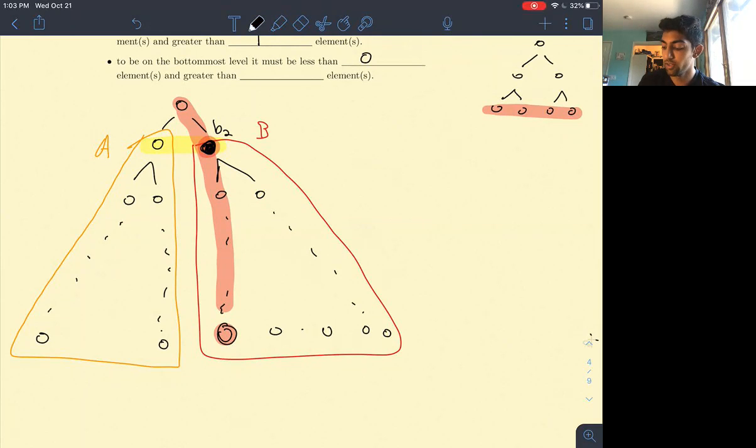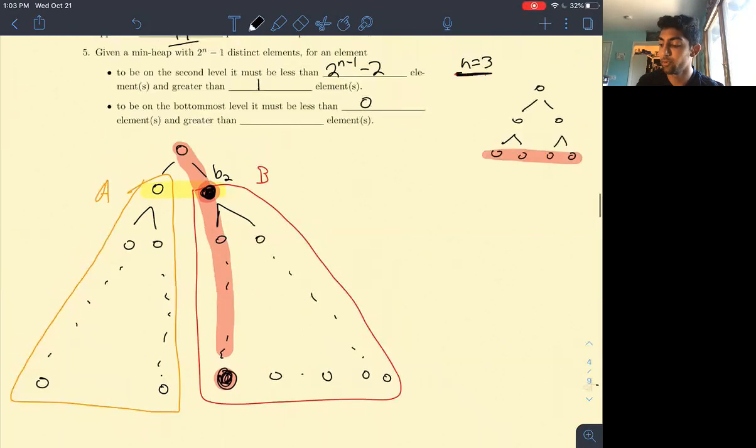So we know that an element at the bottom level must be greater than all of its parents. So how many parents are there? Well, looking at n equals 3, we see that for an element at the bottom level, it has 2 parents, right? And if you guys play around with more examples, you will see that an element at the bottom level will have n minus 1 parents. So it must be greater than n minus 1 elements. Phew, okay. That's all for question 1.